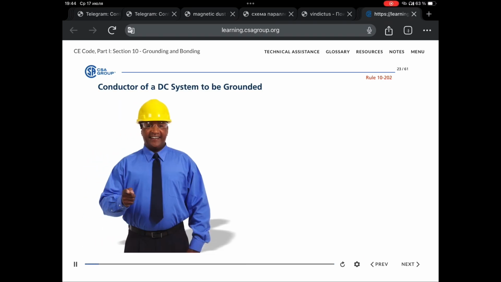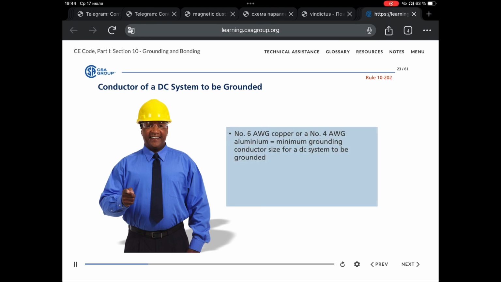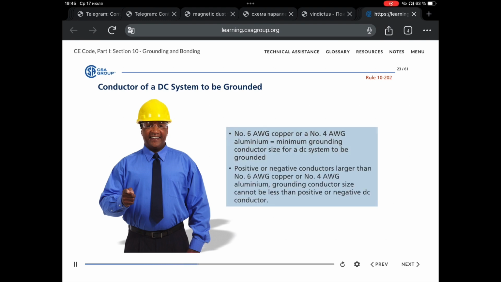The minimum grounding conductor size for a DC system to be grounded must be number 6 gauge if of copper, or number 4 gauge if of aluminum. When the positive or negative conductors are larger than number 6 gauge if of copper, or number 4 gauge if of aluminum, the grounding conductor size cannot be less than the positive or negative DC conductor.